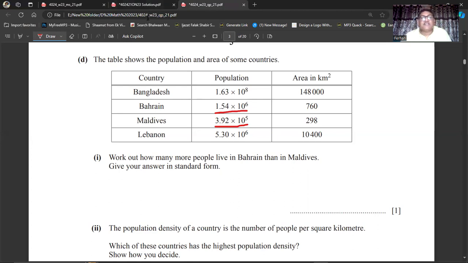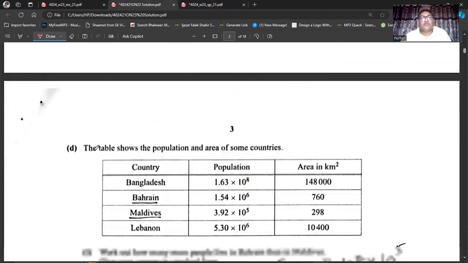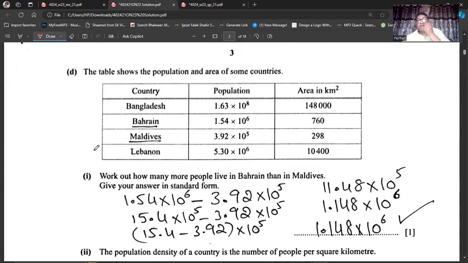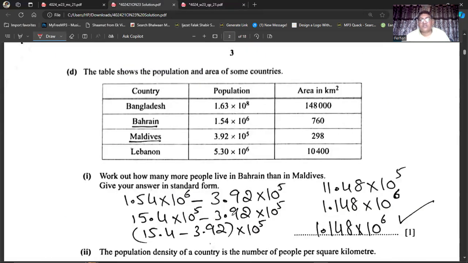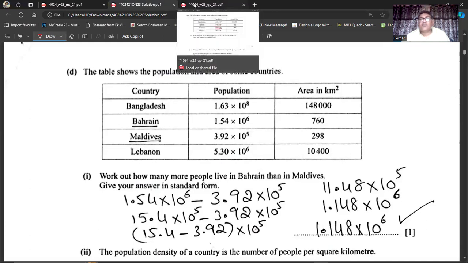So very simple, it's a 1-mark question. Because the calculator is allowed in this paper, it's very simple. Directly you can write on your calculator 1.54 expo 6 minus 3.92 expo 5 equals to, and you will get 1.148 expo 6, a very simple and straightforward question. I have done some elaboration here, but you can directly enter these two numbers in your calculator and you can get the answer.